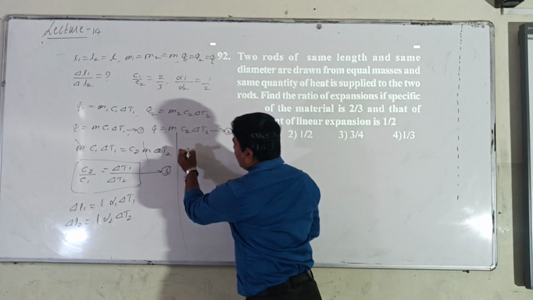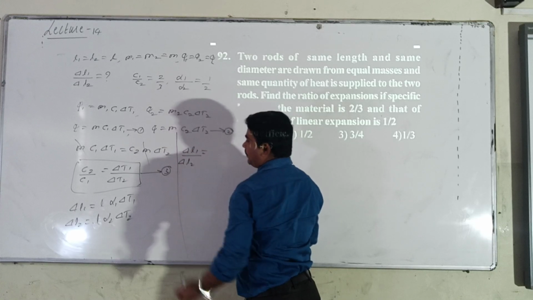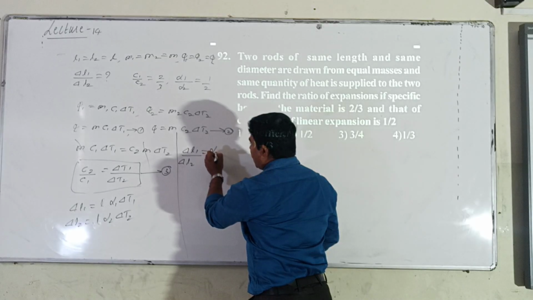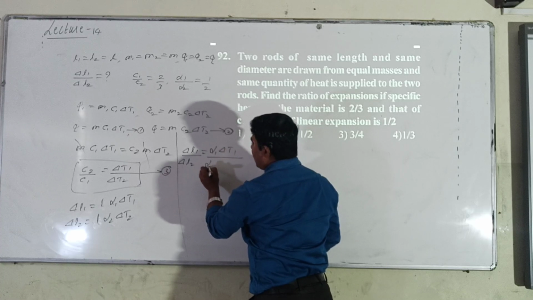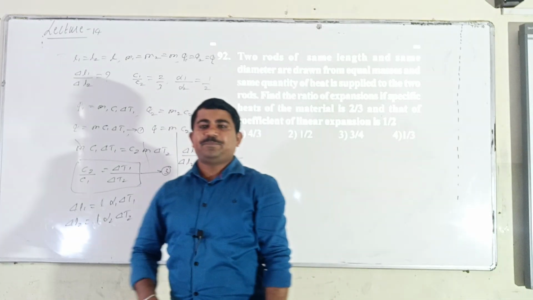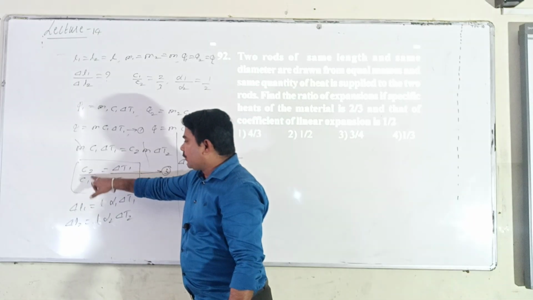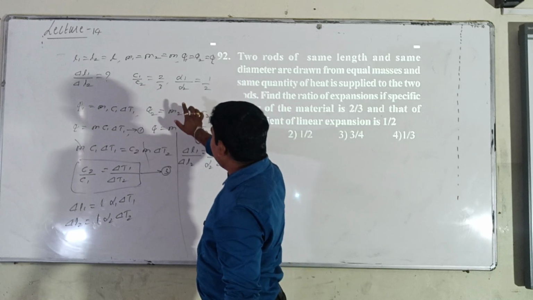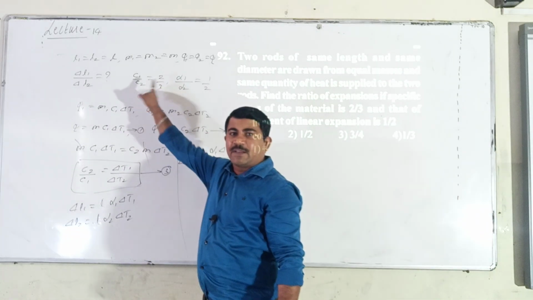Look at me. Del L1 divided by how much? Del L2. See here, the length already gets cancelled. How to write? Alpha 1 into del T1 whole divided by alpha 2 into del T2. But del T1 by del T2 is equal to C2 by C1. What is C2 by C1? C2 by C1 is equal to 3 by 2.